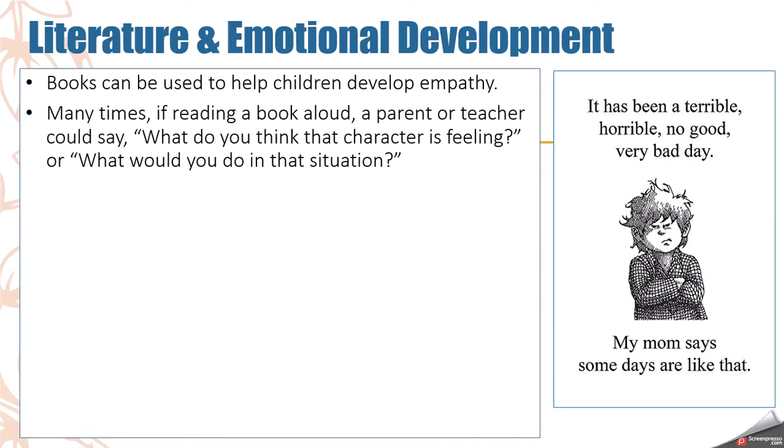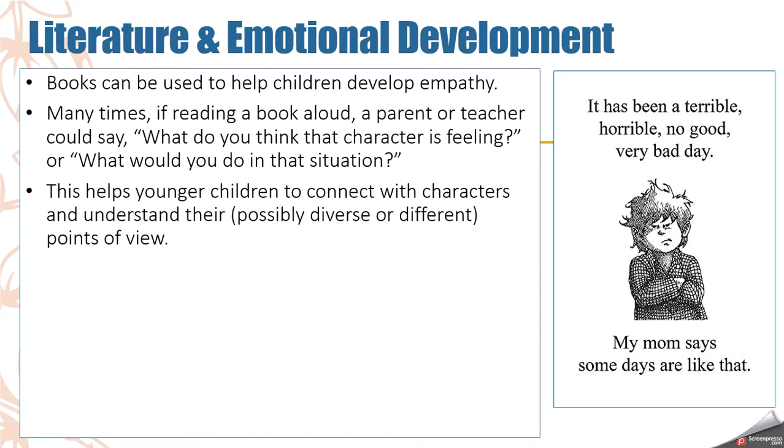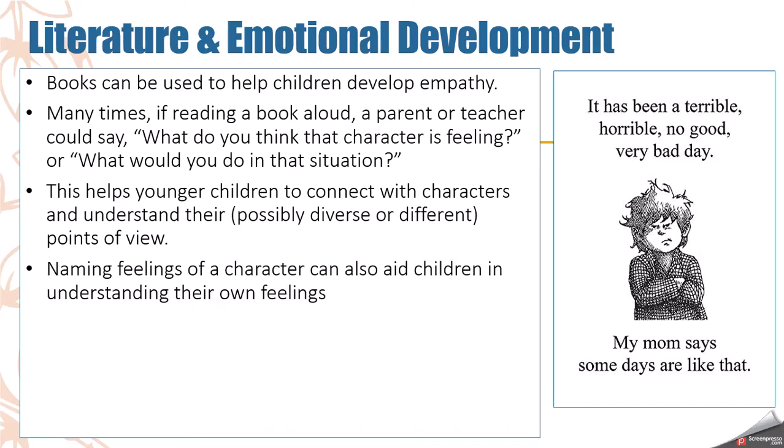So we have here Alexander and the Terrible, Horrible, No Good, Very Bad Day. And when you're reading a book aloud to a child, you can say, what do you think that character is feeling? What would you do if you were Alexander? Is there anything he did to make it a bad day? Or did stuff just kind of go wrong? This helps younger children connect with characters and different or diverse points of view to understand them. As I said, that's something by 7, 8, 9, a child can do, connecting a character with their own life. Naming of feelings can aid children in understanding their feelings.